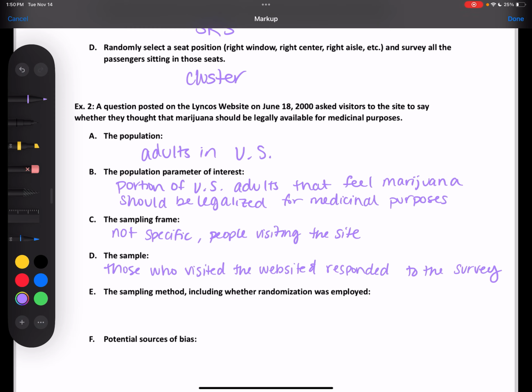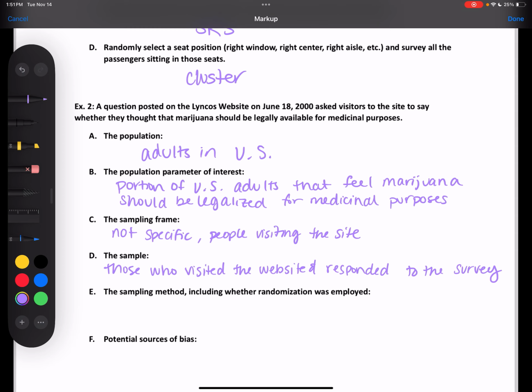All right, now what sampling method was used? That would be... wait a minute, I got it. I'm gonna go with stratified. Maybe stratified. Yeah. So stratified. It's probably not either of those.